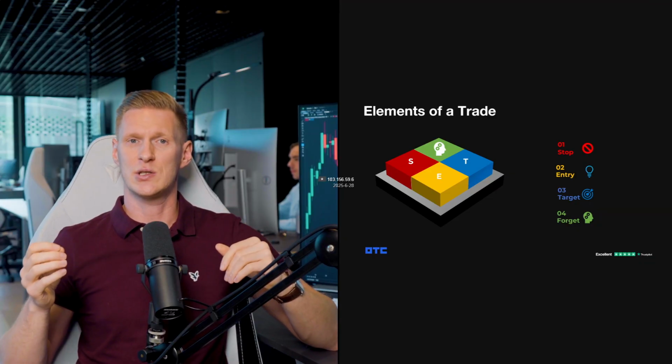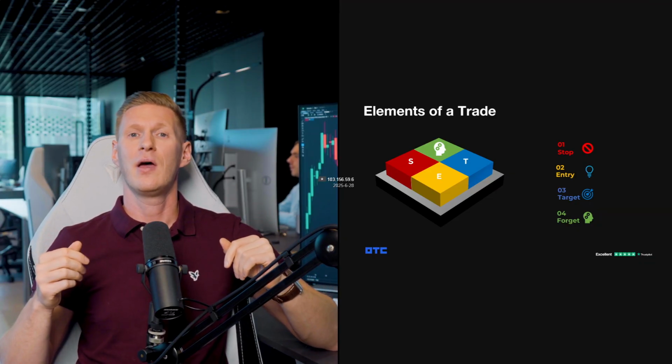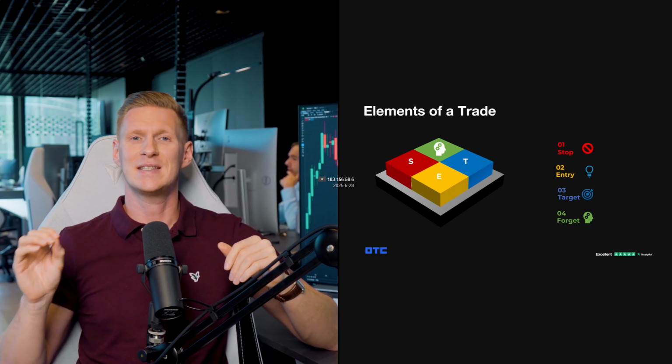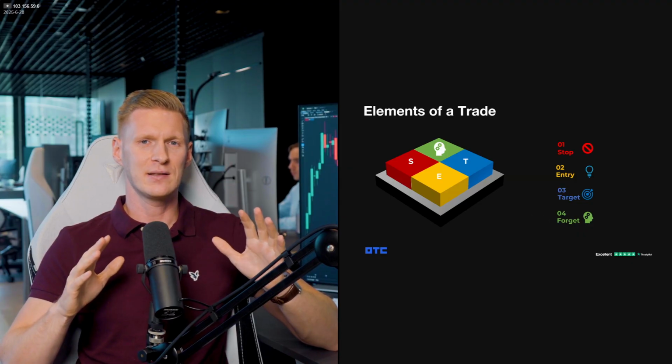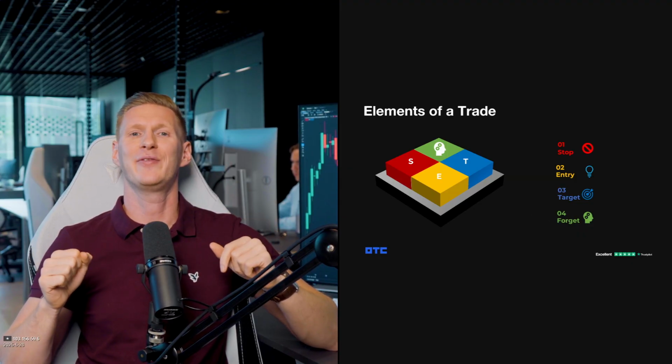Setting a clear target in advance allows you to calculate your risk to reward ratio, ensuring you only take trades with a favorable outcome. Once you have established your stop, entry, and target, the best thing to do is set the trade and walk away. I call this the set and forget and get a life strategy.